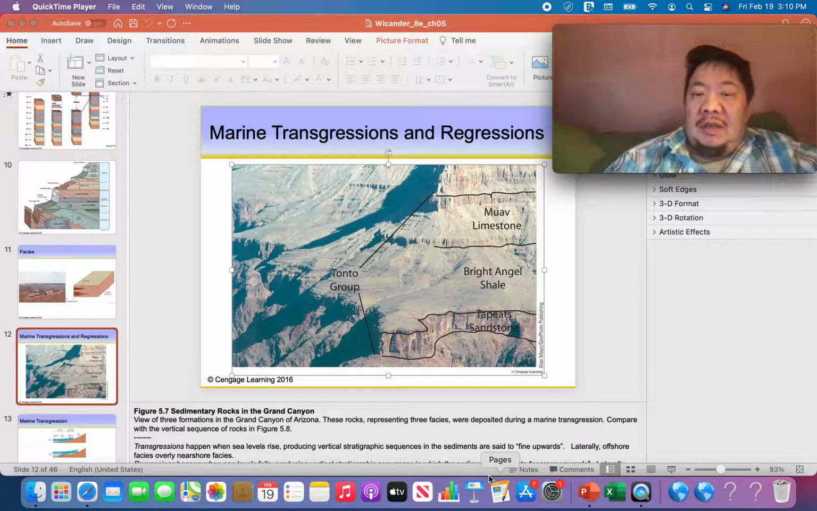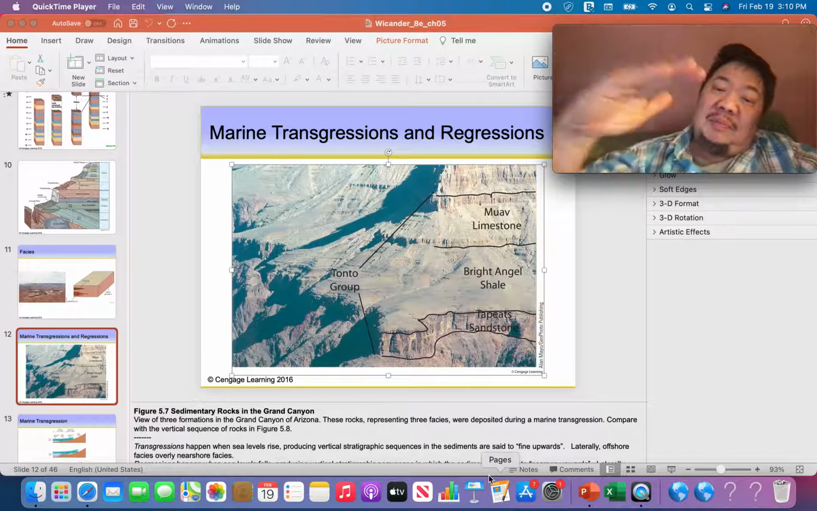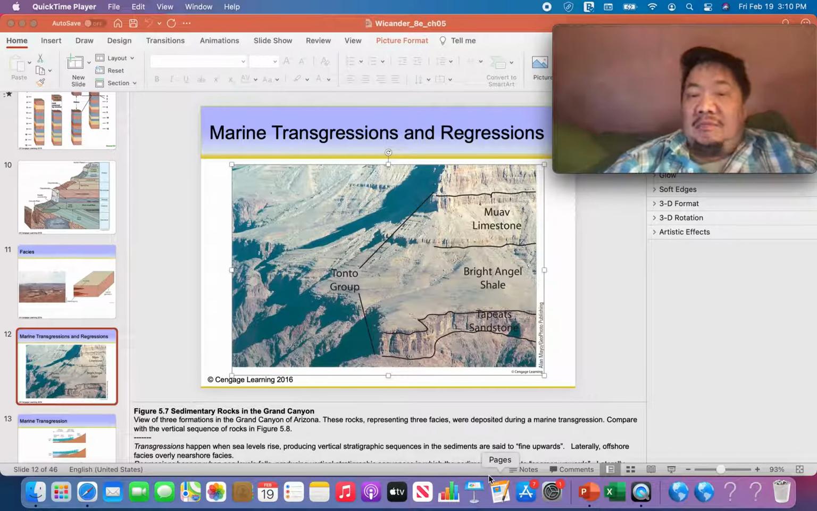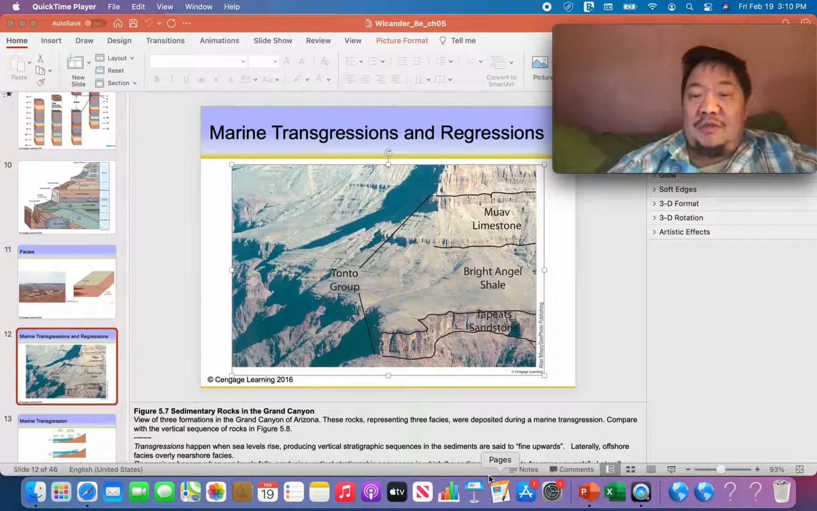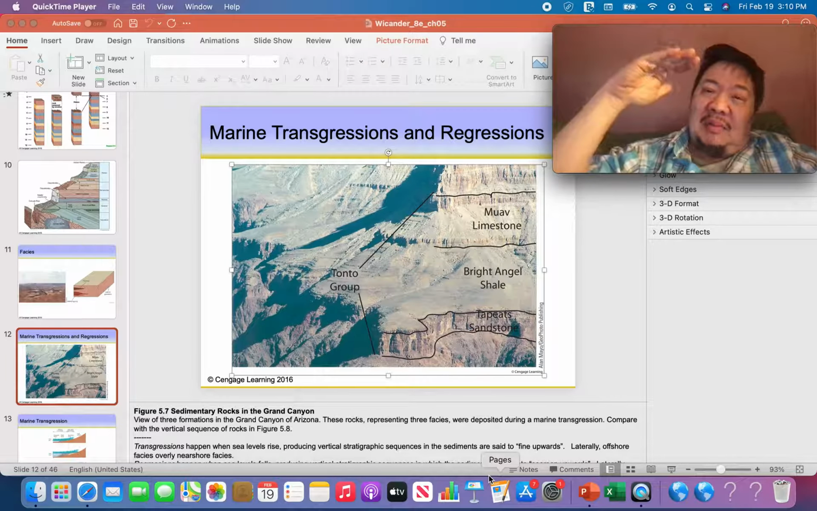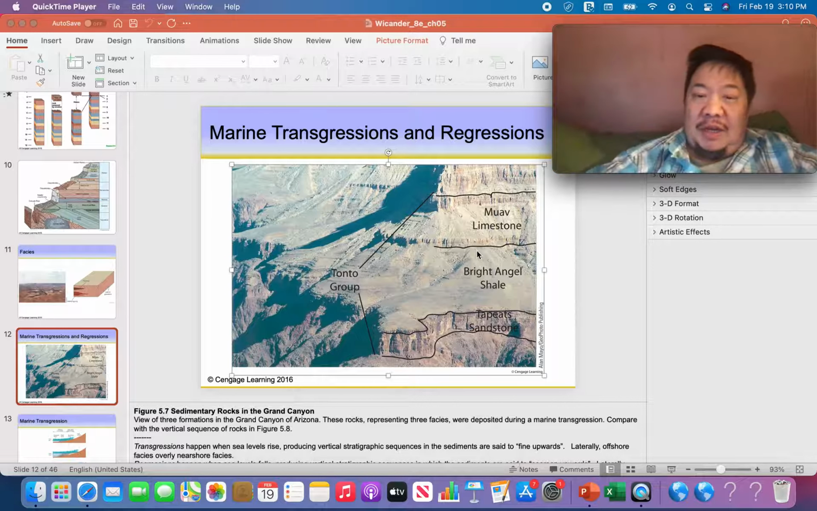Transgressions, in summary, are when sea level rises and covers up the continents. And when the continents are covered up by the ocean, it always means global warming, because when the ice melts, sea level rises and you get a transgression. And usually when you get a transgression, you will have limestone on the top, like you see right here.